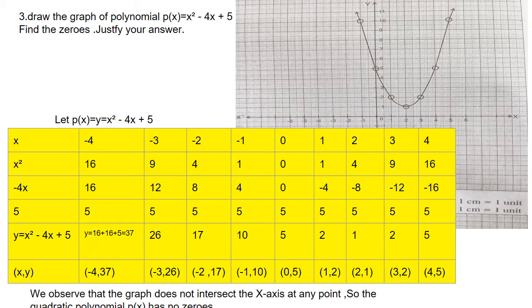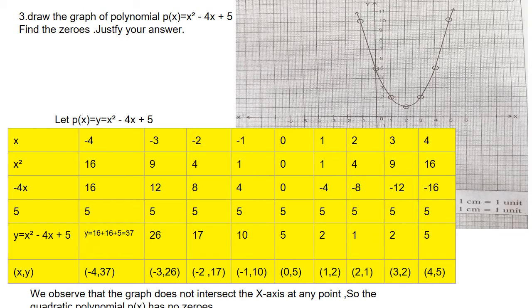If we substitute x is minus 4, we will get minus 4 square is equal to plus 16. The second term is minus 4x, with x value minus 4. So minus 4 into minus 4 is equal to 16. The constant term is 5. 16 plus 16 plus 5 is equal to 37. So the x value we considered is minus 4, we got the y value is equal to 37. So the ordered pair is minus 4 and 37.